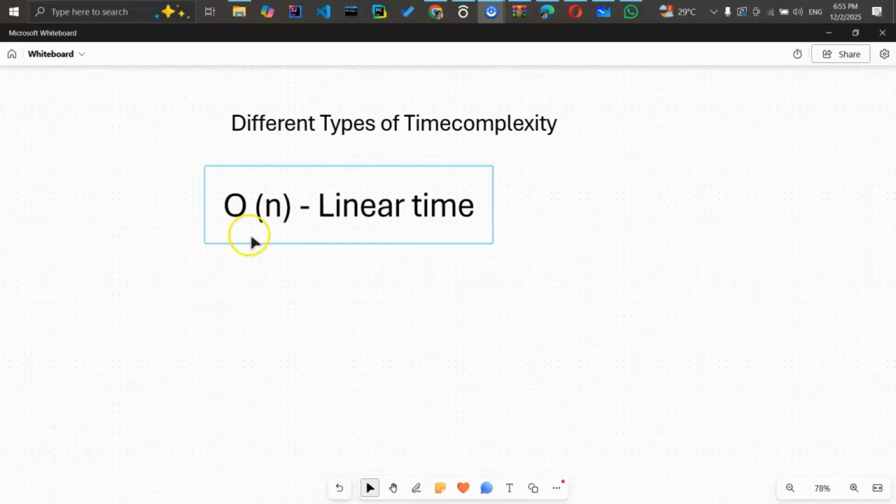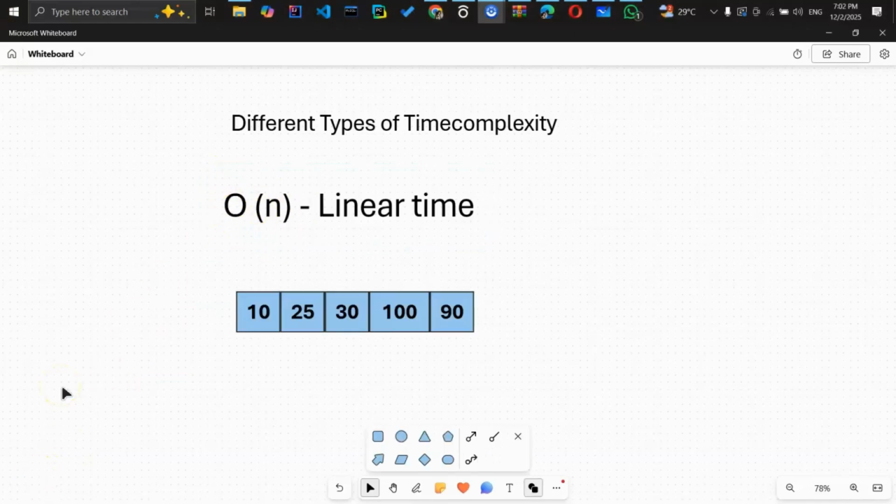The next one is linear time. We can represent it as this. This is the most common complexity. The time increases directly with input size. If the input doubles, time also doubles. Think you check every item in your shopping list to find milk. Simply remember, checking every item one by one is equal to linear time.